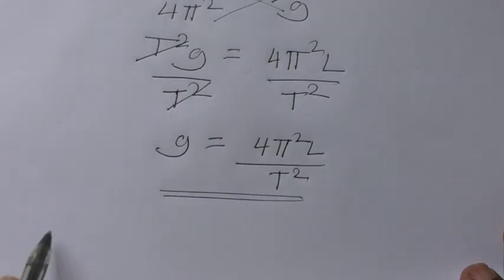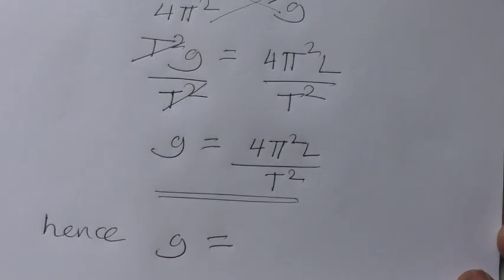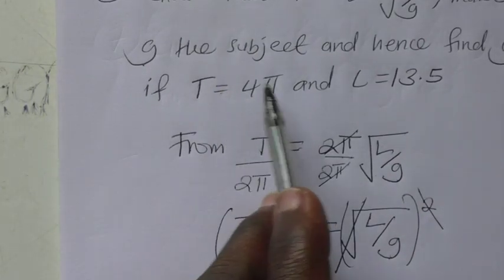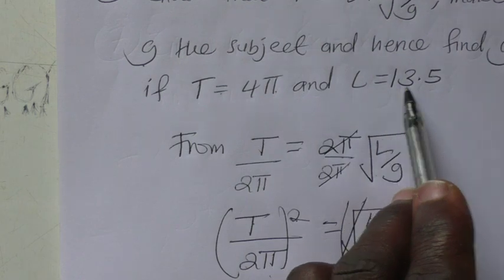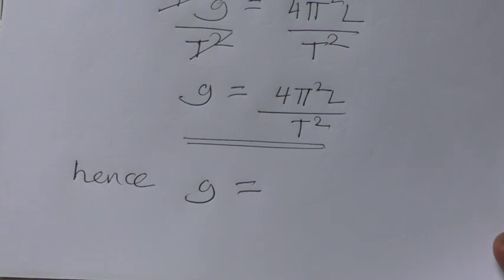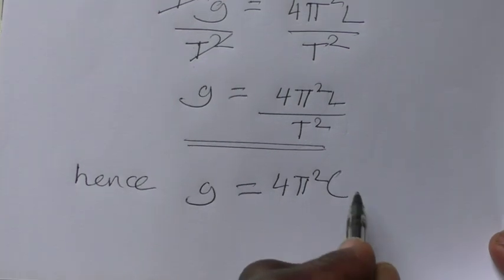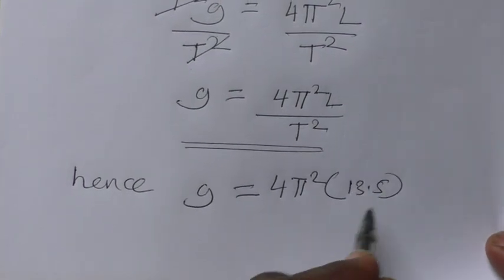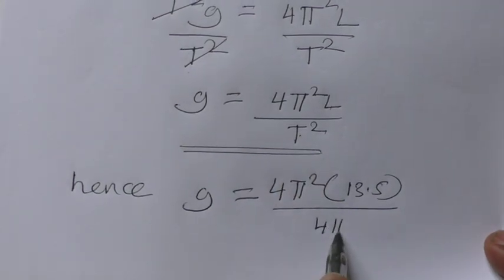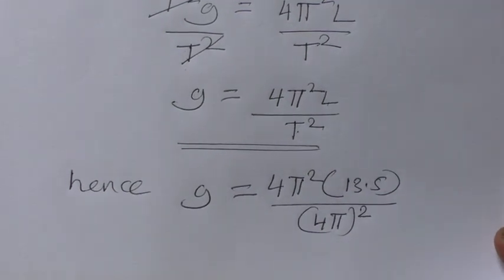And now we have, hence, g equals to, we are given the values of L and t. In the question, t is 4 pi and L is 13.5. So we substitute in our final equation. That is 4 pi squared into 13.5 over t squared, which is 4 pi but squared.